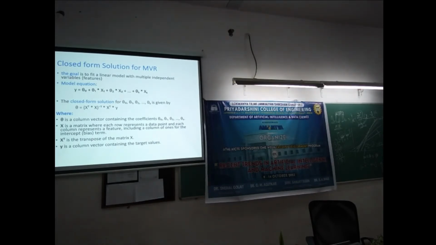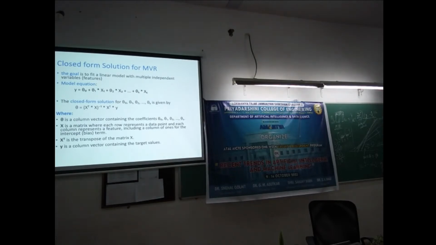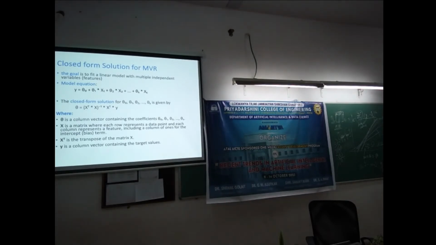So, the closed form solution for the multivariate regression problem. Let us take a multivariate regression problem. The goal is to fit a linear model with multiple independent variables, and the model equation is y is equal to theta 0 plus theta 1 into x1 plus theta 2 into x2 up to theta k into xk. So the more attributes you are having, that many parameters there will be.